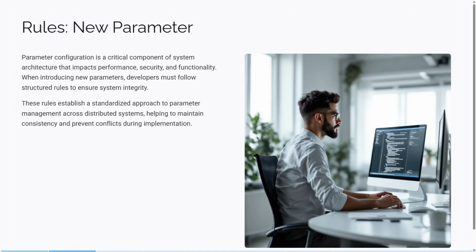So what does it mean? If you are using the new parameters, they should follow some critical components like impact, performance, security, and functionality. Make sure it meets the requirements, and the parameters must follow the structure rules to ensure system integrity. You have to follow the standardized approach to creating the new parameter.